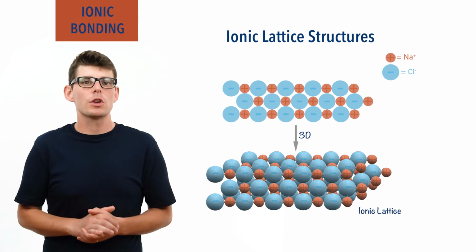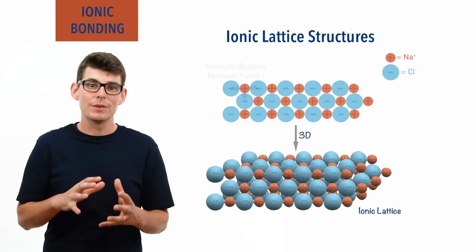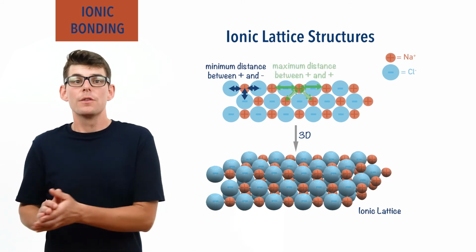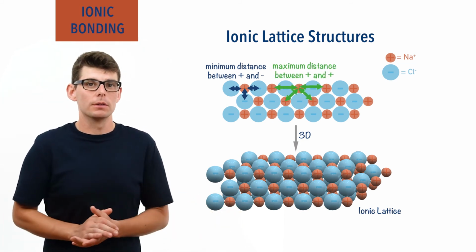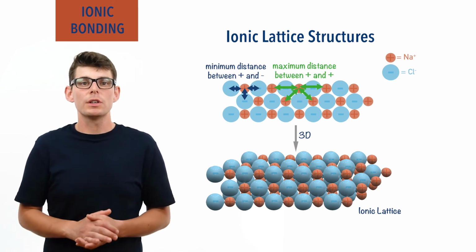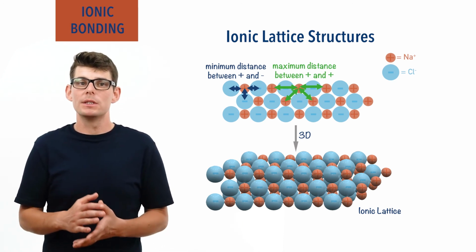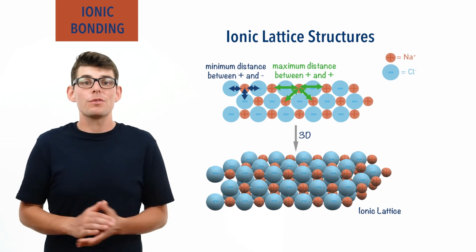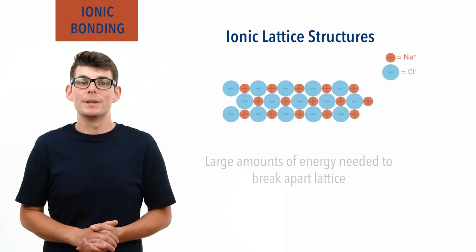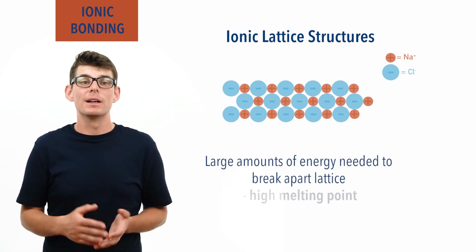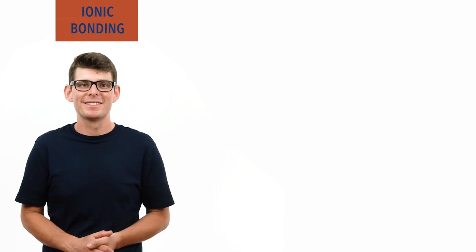The positively charged sodium ions try and get as close to the negatively charged chloride ions as possible and as far away from the other positively charged sodium ions. Regardless of its overall size, the solid formed will always have the same repeating structure and arrangement of ions. To break this structure apart, large amounts of energy will be needed, and this is why ionic compounds generally have high melting and boiling points.